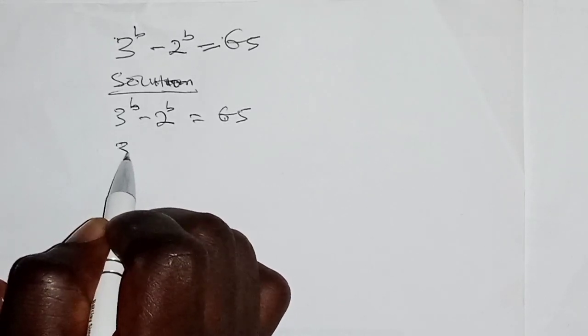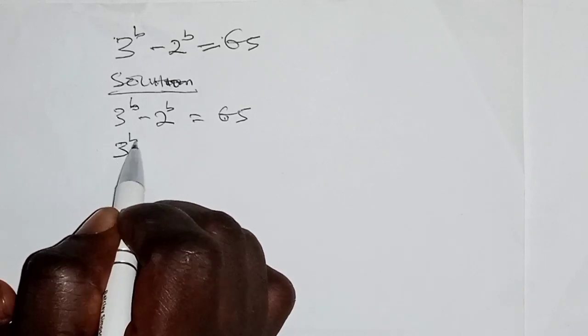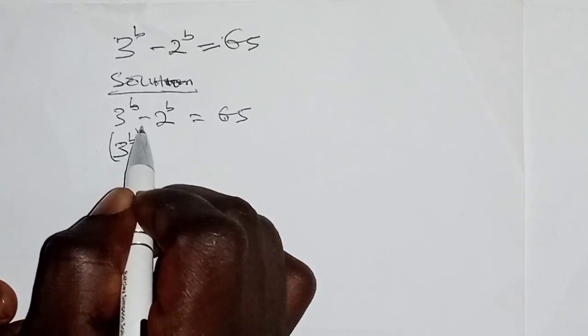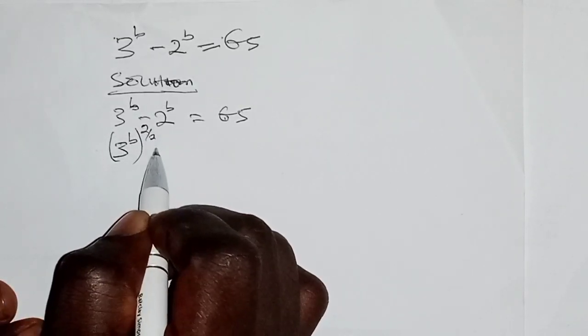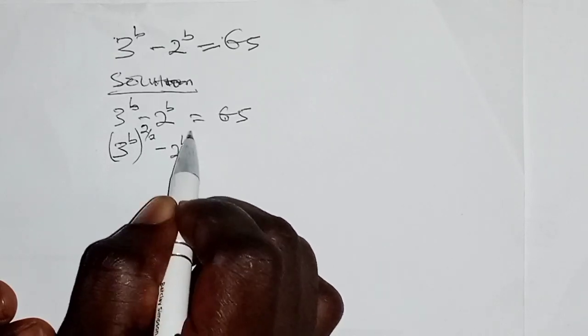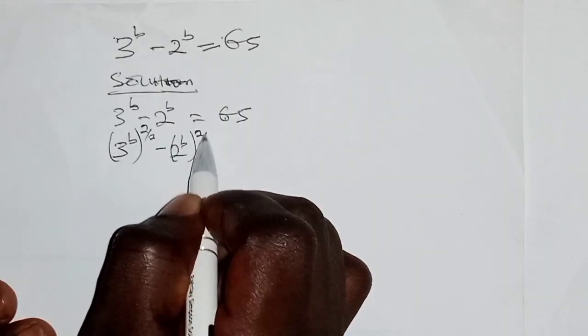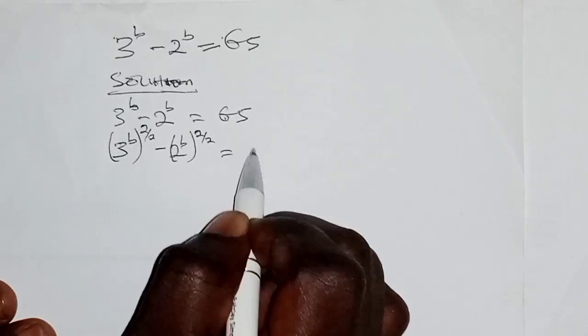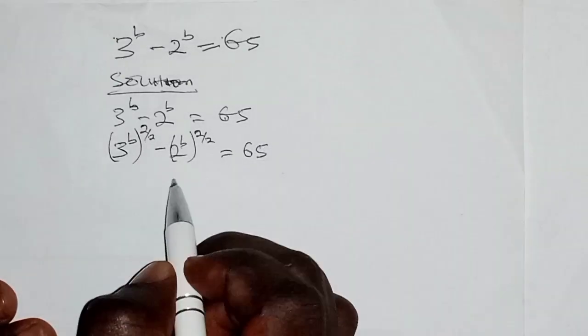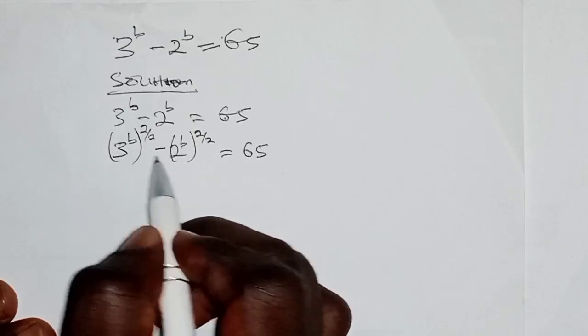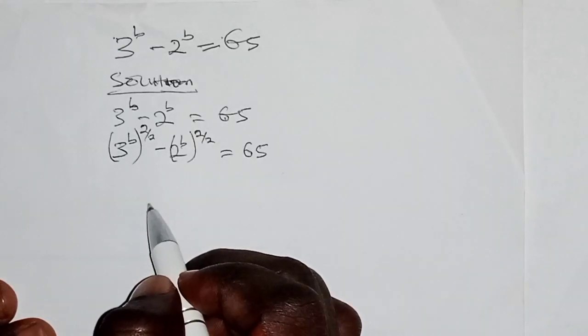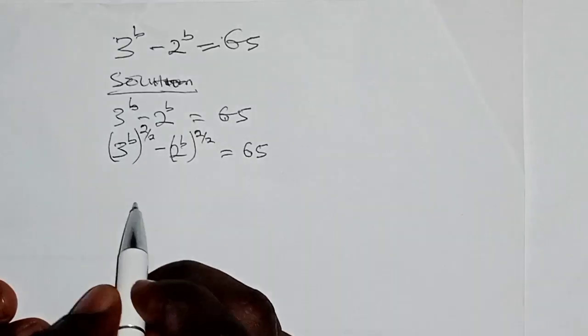So what I want to do is rewrite this as 3 raised to the power b, or bracket 2 raised to the power 2 minus 2 raised to the power b, or bracket 2 raised to the power 2 also, and this is equal to 65. Of course, you know that I have not actually changed anything because 2 raised to the power 2 is actually 1.